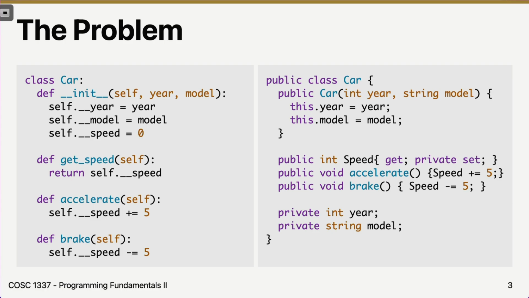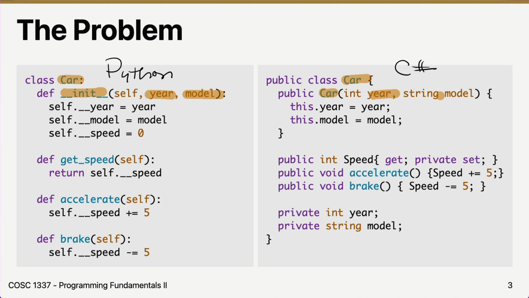So here's the problem. You can write classes in a whole bunch of different languages. Over here on the left, we have Python, and over here on the right, we have C#. And these are essentially the same class. If we take a look at them, we can see that they both are named Car. They both have initializers, which take a year and model.